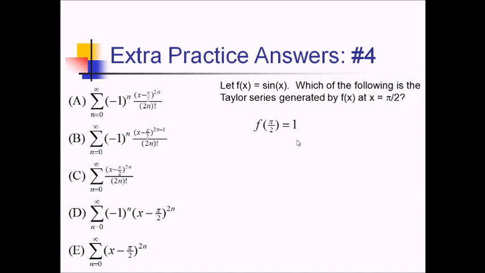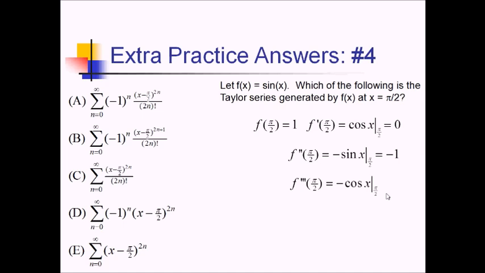Next, I have the derivative, which is cosine. At a value of pi over 2, that's going to end up being 0. After that, the next derivative is negative sine, so that comes out to -1. And then after that, we have negative cosine. At pi over 2, that's just 0. And finally, we have back to sine if I take the fourth derivative. But I actually don't need to go that far. Let me just do what I've got here.